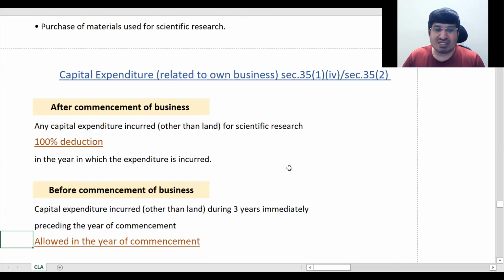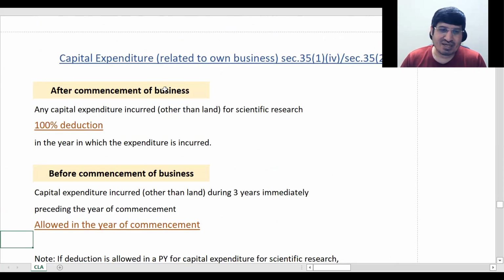What about capital expenditure? Capital expenditure can also be after commencement and before commencement. After commencement, you are getting 100% deduction. Just remember, land is excluded. For land you are not getting it. Sorry, you get the deduction in the year of expenditure, and it's after commencement of business already. So whichever year you have incurred that expenditure, take 100% deduction.